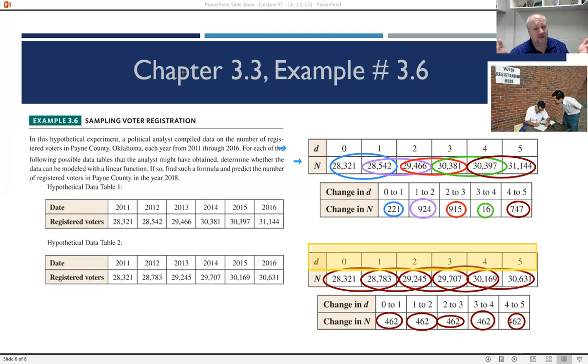like 2, 4, 6, 8, 10, 12. In that case, what you do is you would just divide by the difference. And that may or may not come up. But if it does, we'll come back and talk about that.